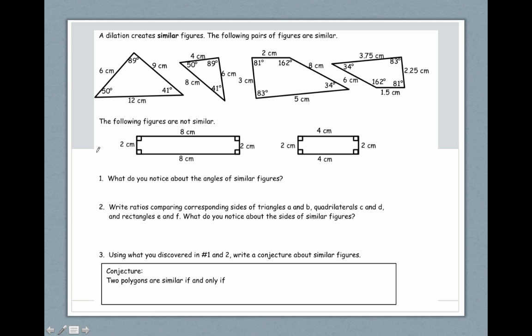Okay, so a dilation creates similar figures, as I mentioned to you. If you look at these two, they have all the same angles. Remember I mentioned before with the angle thing that you might get something that's a blown up version of the other, so that's a dilation, so that's acceptable for similarity. So the angles are all the same, so they're similar. And in this one, the angles are all the same, 34, 162, 81, 83, so they're similar.